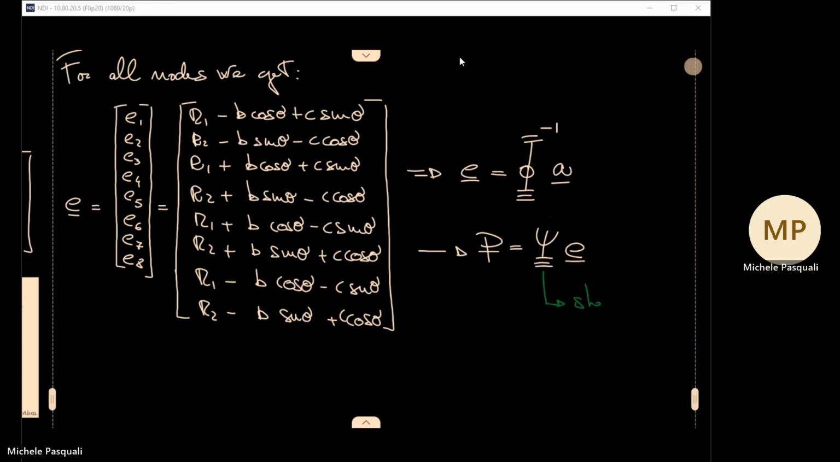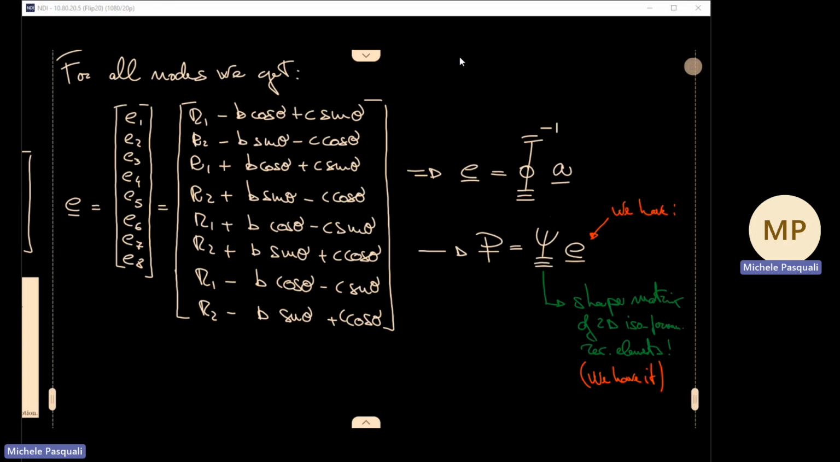All right. So this is the shape matrix of 2D isoparametric rectangular elements that we have. Okay. So this we have it. This one also we have it. So we can get P that we lacked. Okay.